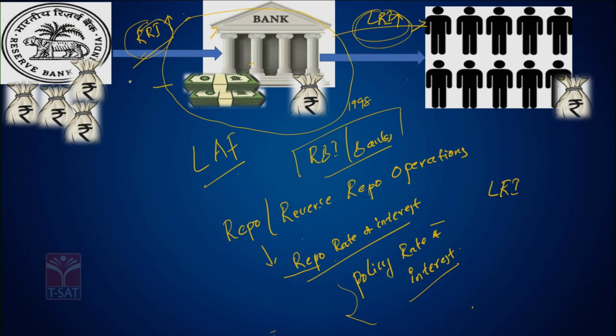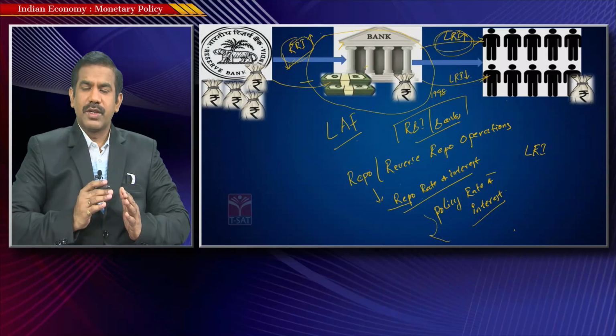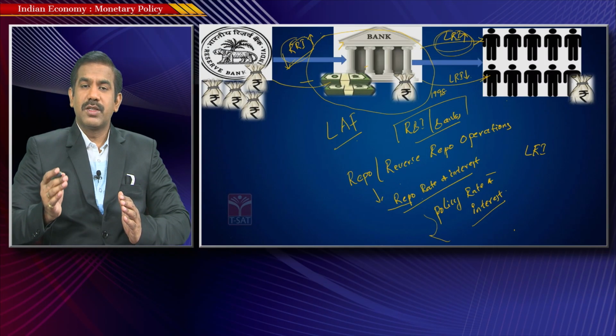Similarly, whenever the RBI tries to reduce the repo rate of interest, what is the RBI trying to signal? I am willing to lend money at a cheaper rate of interest, so that banks now borrow money from RBI at a cheaper rate and pass on the same money at a relatively cheaper rate of interest to the customers. So when RBI goes for increasing the repo rate of interest, the lending rate of interest in the markets is bound to increase.